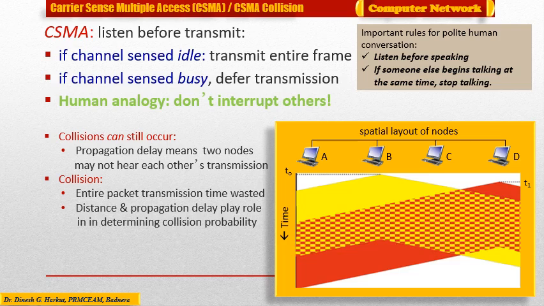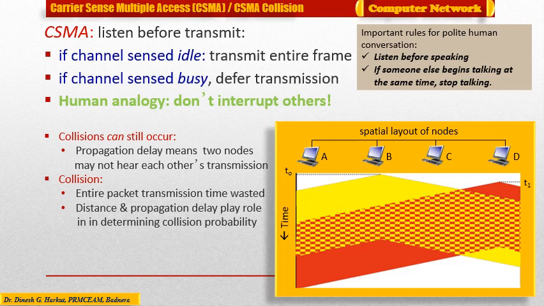The other rule is: if someone else begins talking at the same time, stop talking. In the networking world, this is called collision detection. That is, a transmitting node listens to a channel while it is transmitting. If it detects that another node is transmitting an interfering frame, it stops transmitting and waits a random amount of time before repeating the sense-and-transmit-when-idle cycle.